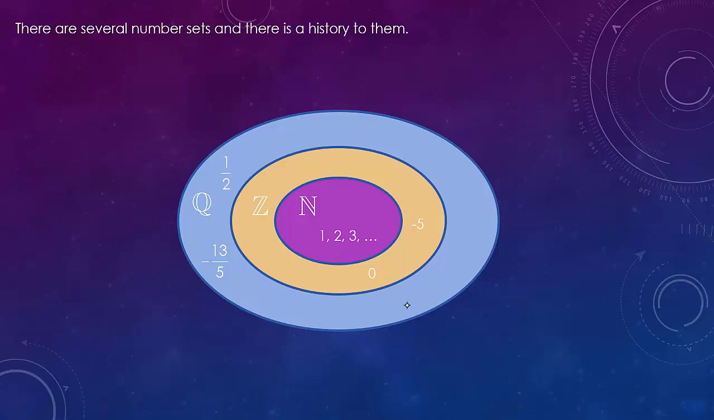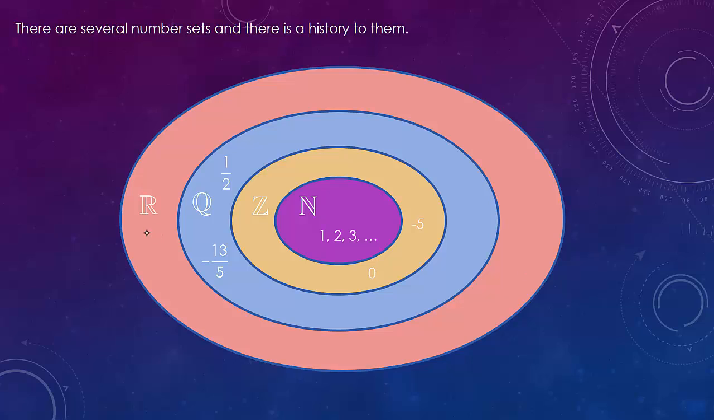Then we have numbers that cannot be expressed as fractions. That leads us to the set of real numbers. So everything inside is a real number. Half is a real number, 0 is a real number, 3 is a real number. But then we also have numbers which cannot be expressed as fractions, such as pi, or e, or the square root of 2.